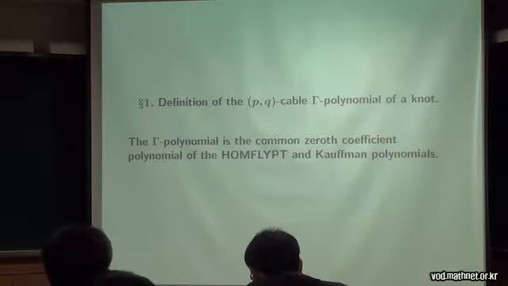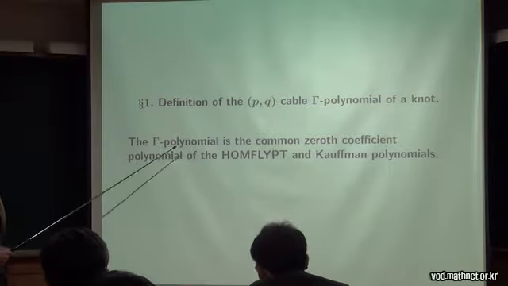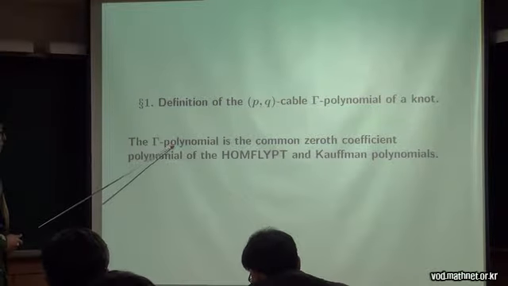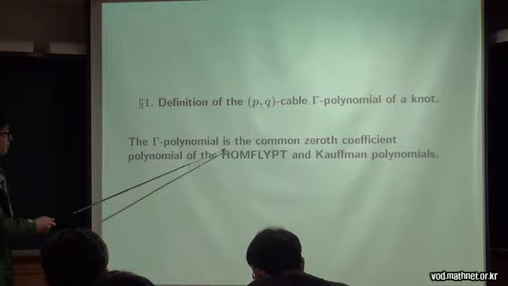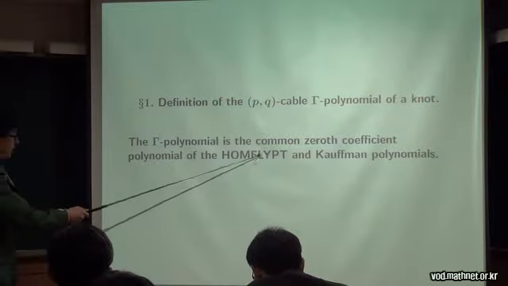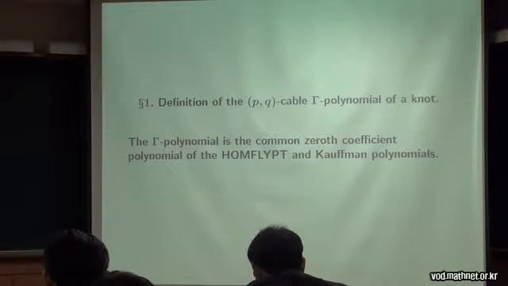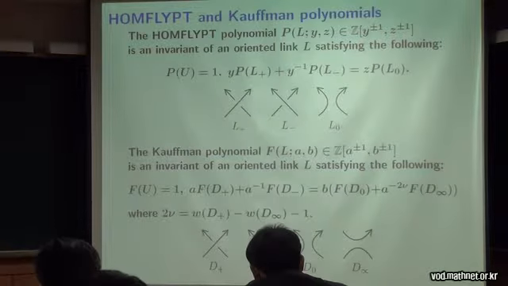First, I explain what the gamma polynomial is. Roughly speaking, the gamma polynomial is the common zeroth coefficient polynomial of the HOMFLY-PT and Kauffman polynomials. Okay, so I explain the HOMFLY-PT polynomial and Kauffman polynomial.